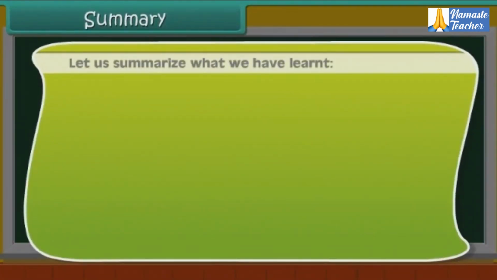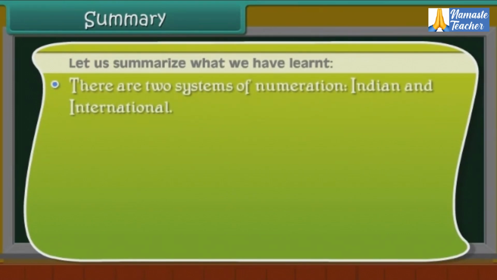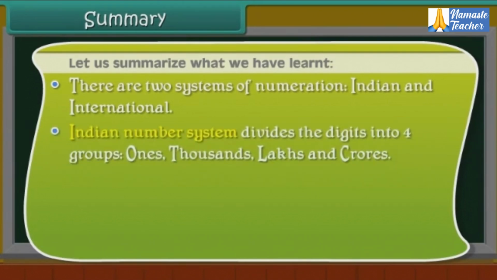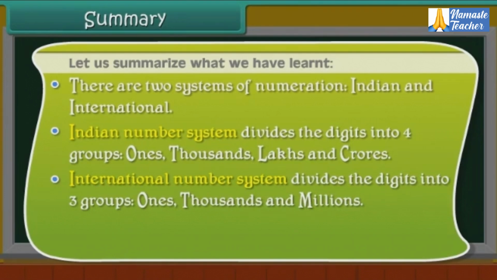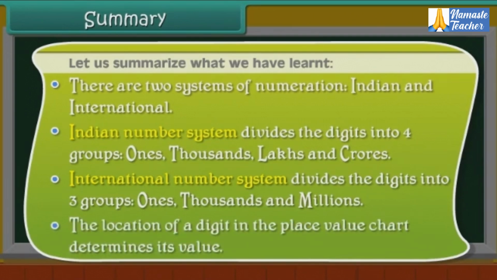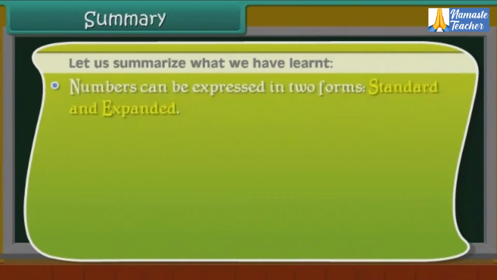Summary. Let us summarize what we have learned. There are two systems of numeration, Indian and international. Indian number system divides the digits into 4 groups: ones, thousands, lakhs, and crores. International number system divides the digits into 3 groups: ones, thousands, and millions. The location of a digit in the place value chart determines its value. Numbers can be expressed in 2 forms: standard and expanded.